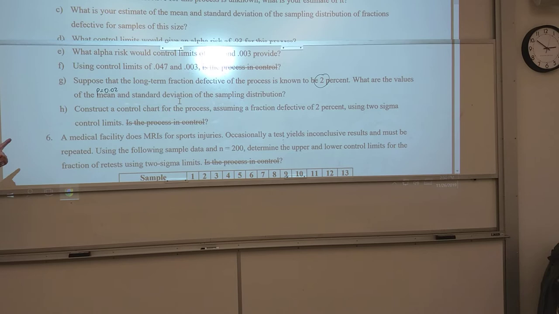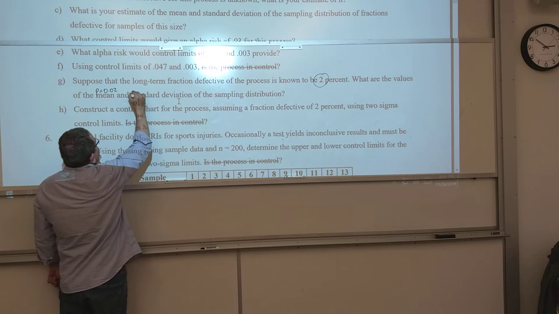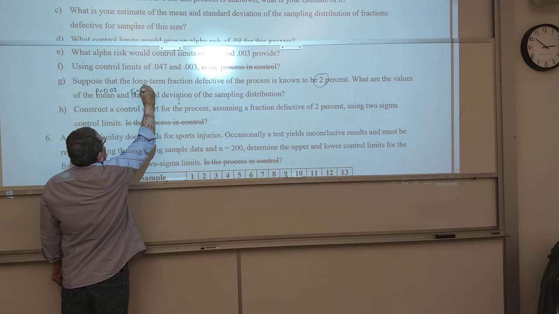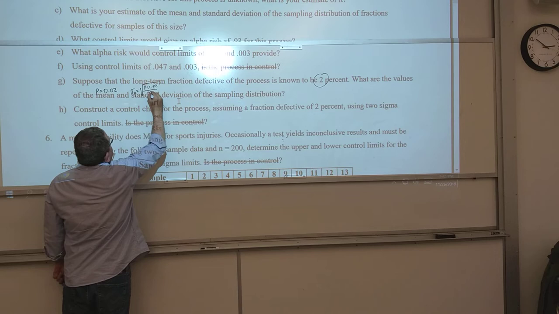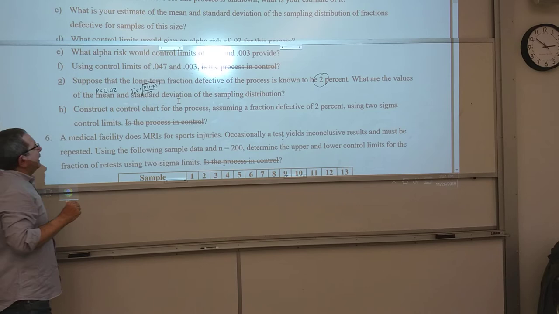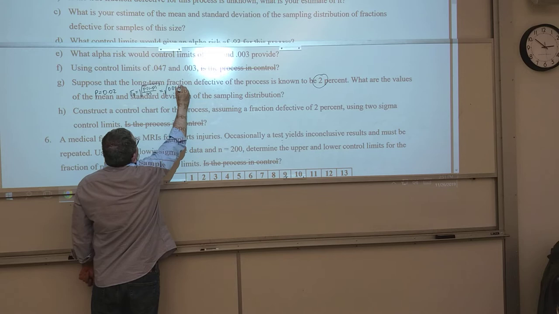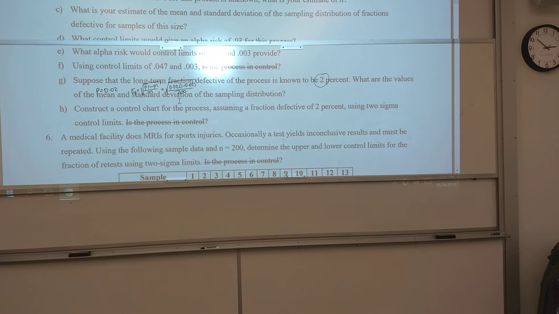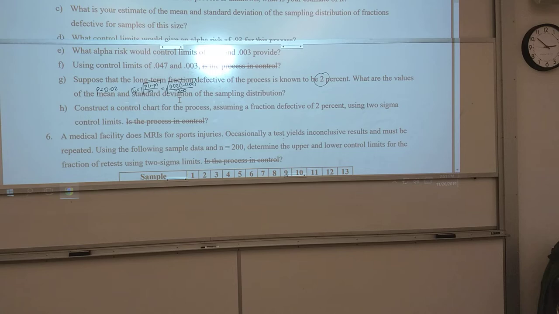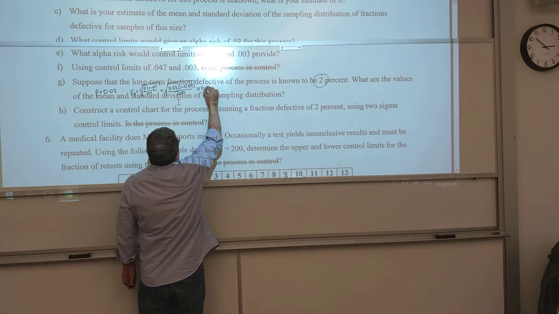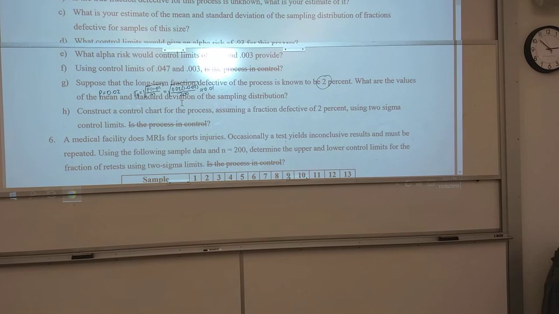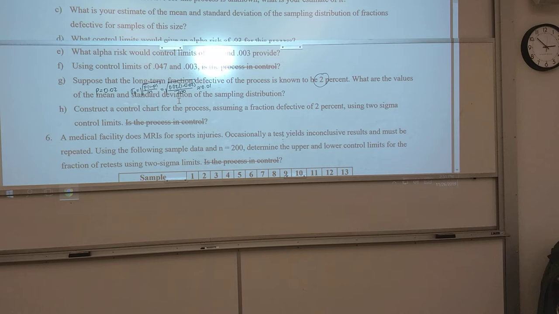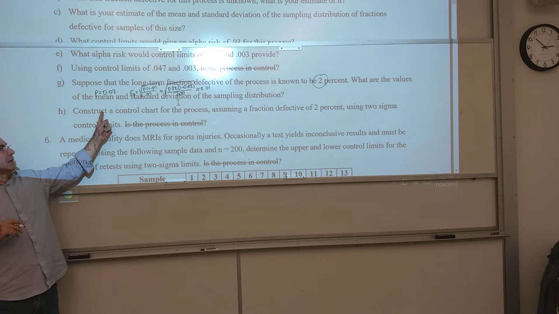The mean is P, which equals 0.02. Sigma sub P equals the square root of P times 1 minus P, divided by the square root of N. So that means 0.02 times 1 minus 0.02, divided by 200, and the square root. This is roughly 0.01. Is everybody clear on how I calculated the P and the standard deviation?